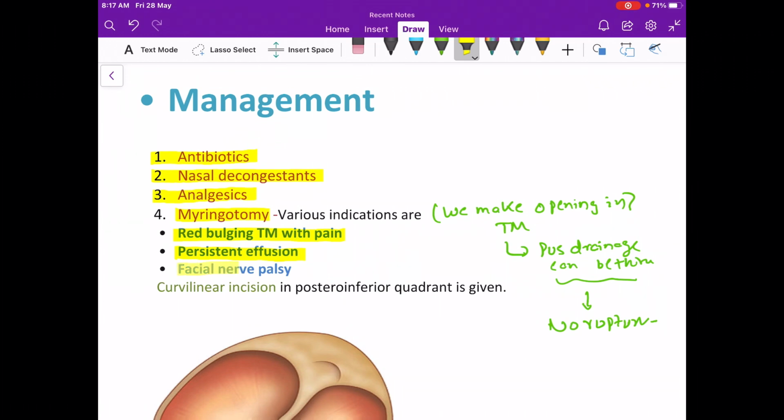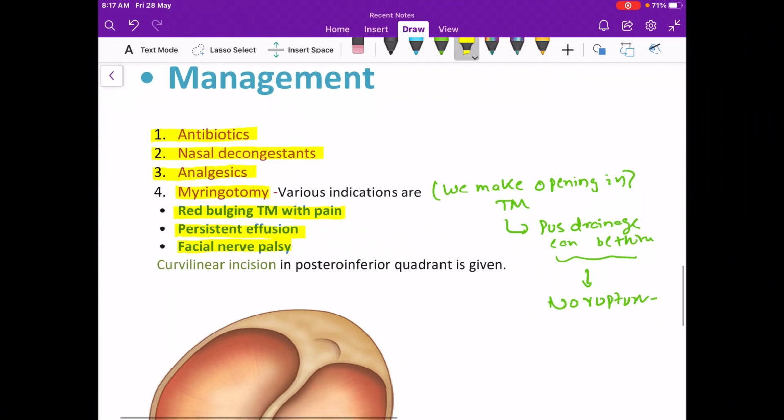And the third is facial nerve palsy. As the facial nerve runs in the fallopian canal of the middle ear cavity, due to the obstruction and the pus accumulation, there is pressure on this fallopian canal, and there is facial nerve palsy. So we have to do the incision so that the pus comes out and the pressure is relieved, so that the facial nerve remains normal.